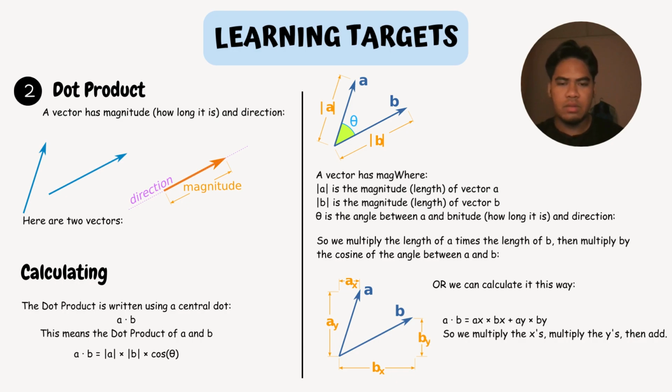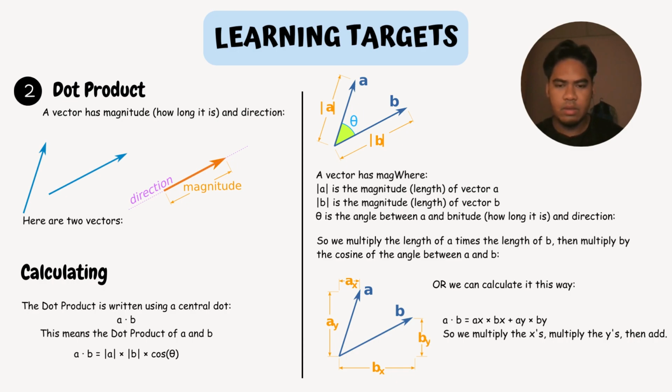Now we will look at the learning target of dot product. A vector has magnitude, how long it is, and direction. Here are two vectors, with direction and also magnitude. For calculating, the dot product is written using a center dot, a dot b. This means the dot product of a and b, like a dot b equals |a| times |b| times cos theta.